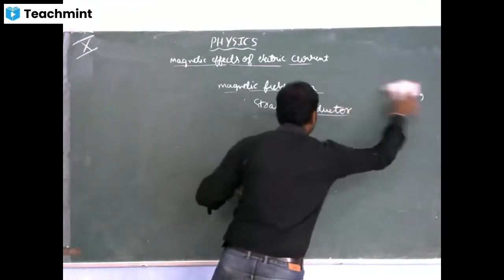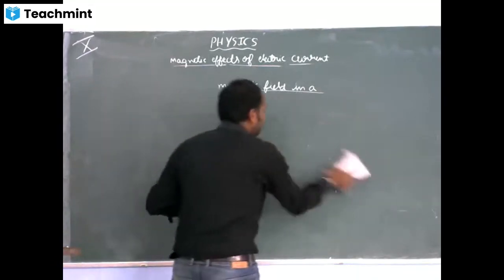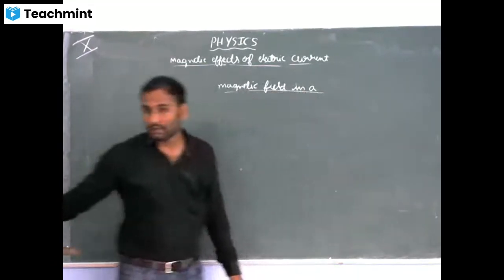So the next concept is magnetic field in a circular loop. I took a current carrying straight conductor; now I will take magnetic field in a circular loop.